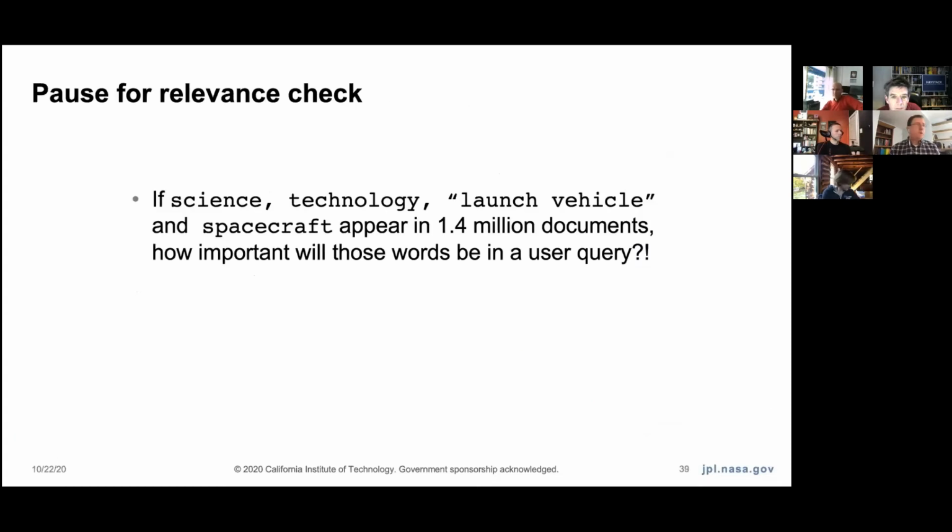Just if we pause for a check on relevance testing and relevance engineering: if science, technology, launch vehicle, and spacecraft show up in 1.4 of your 8 million text documents, you can imagine that those are not very important terms. And we do know that those do show up in some of the more important queries. So this boilerplate content, this navigational content, is completely hosing the system for those search terms and taking out the importance of it. So from a relevance standpoint, for queries that included those terms, the inverse document frequency is quite low, and that's just an area for improvement.